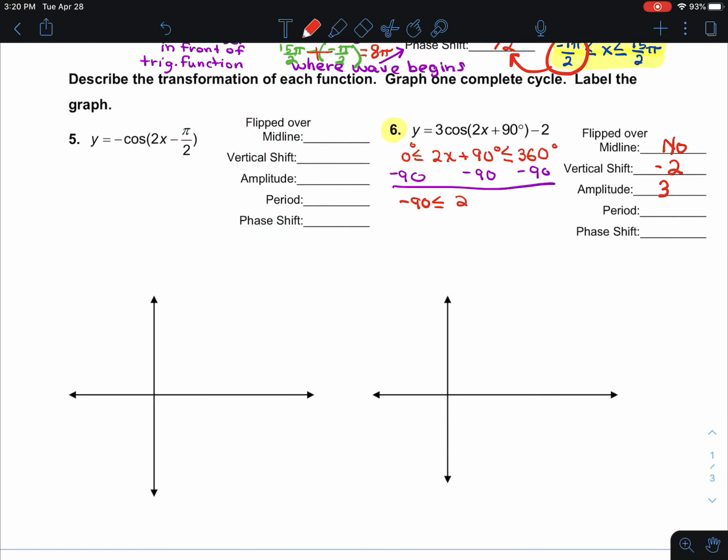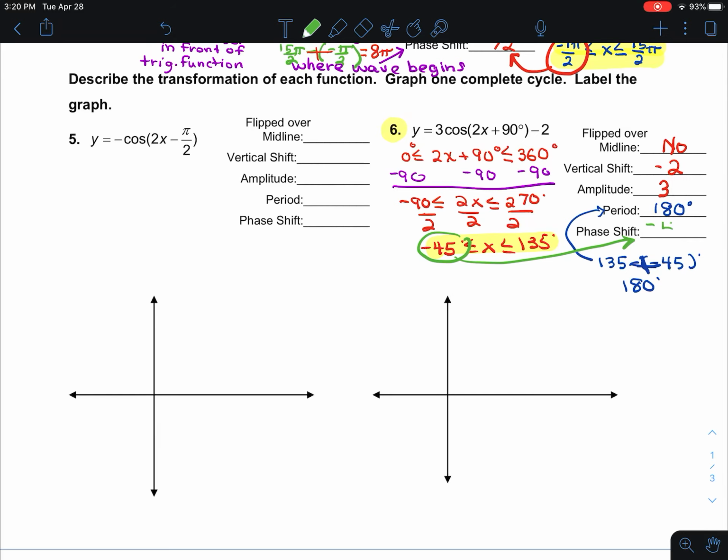Okay, still have a 2x in the middle. Looks like that gives me a 270 over here, and then I'm going to divide all three pieces by 2. So this gives me officially, when I got the x in the middle, I'm just going to highlight this. This is what I have to work with. Okay, now remember, the period is found by taking where the wave ends minus where the wave begins. So again, I've got a double negative. I'm going to connect these. I got 135 plus 45. That gives me that this wave takes only 180 degrees to get through one complete cycle. And the phase shift is the number -45 degrees.